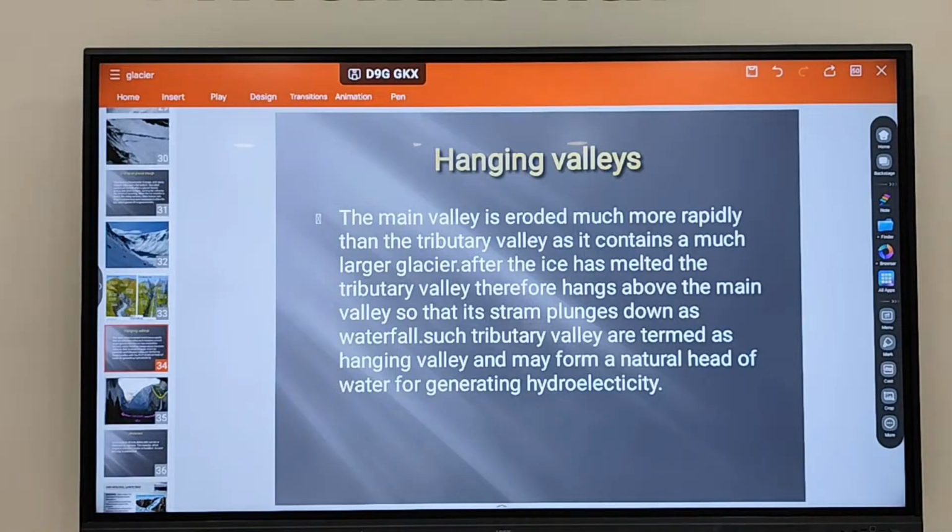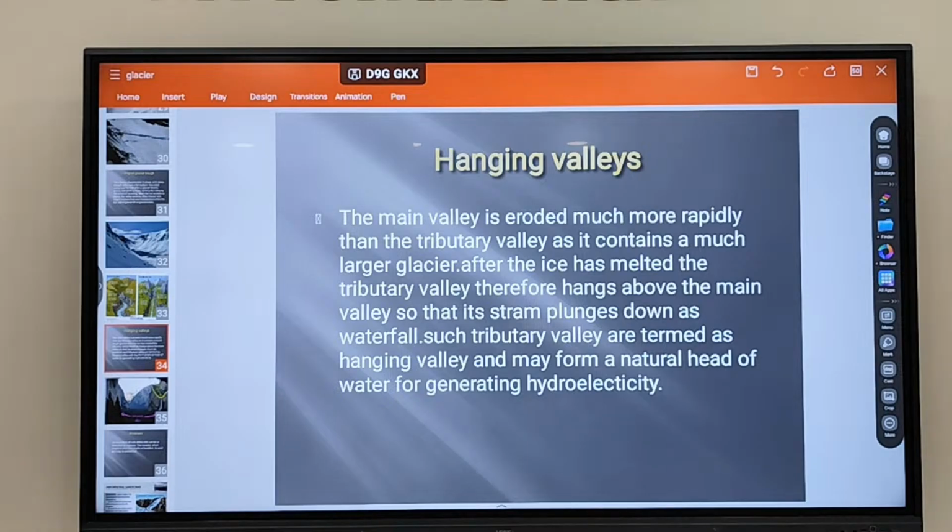So what are the highland features we have discussed? The first is cirque or corrie. The second feature is the U-shaped glacial trough. The third is hanging valley. The fourth is Bergschrund. The fifth is arêtes and pyramidal peak. Those are the highland features we have discussed.